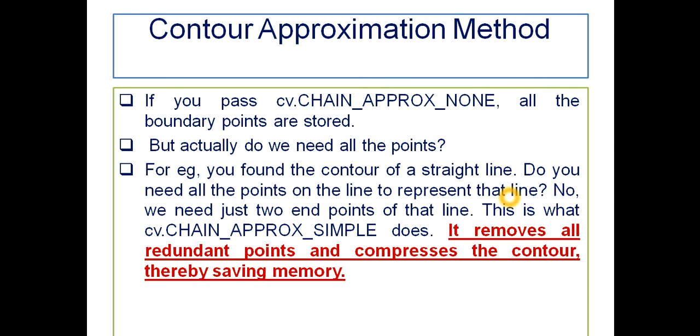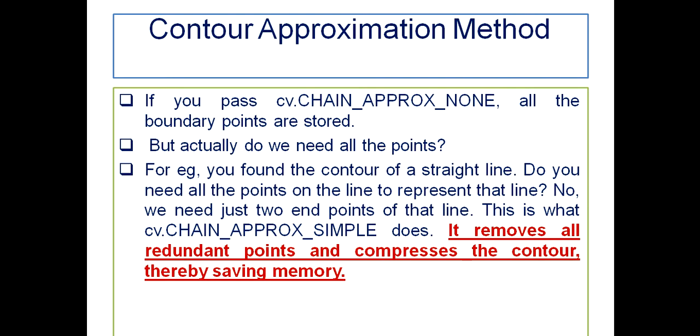Your answer will be no, because we need only two endpoints, the first point and the last point of that line. So if you pass cv.CHAIN_APPROX_NONE, all the points on the straight line will be considered. We don't want that because it is just memory wastage, so we obviously try to reduce memory usage.